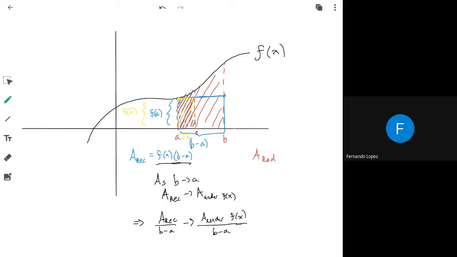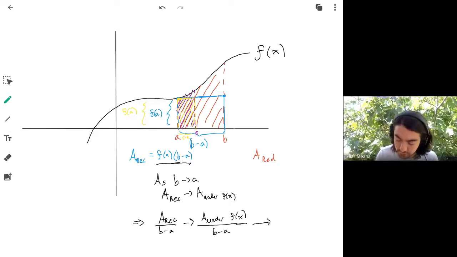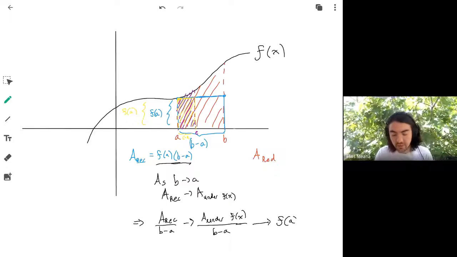Yeah, area divided by b minus a would just be the height. Exactly. It's just F of A, right? So this thing here has to get closer and closer to F of A. So what we've just said is that the area under the curve divided by the width of the rectangle, right?